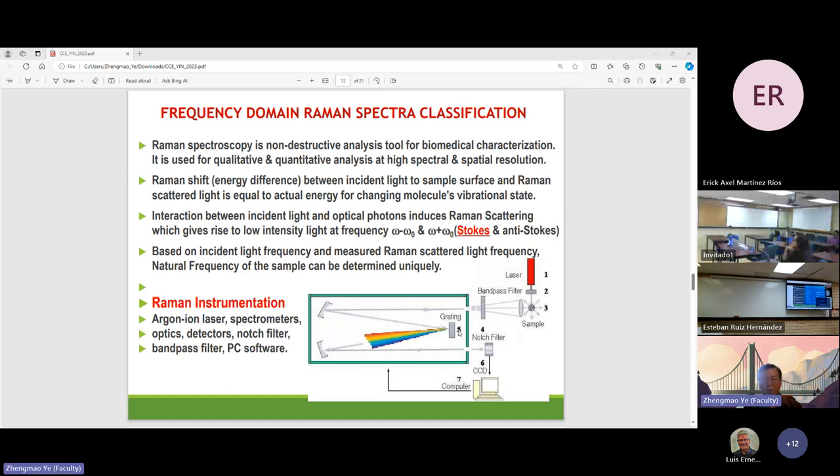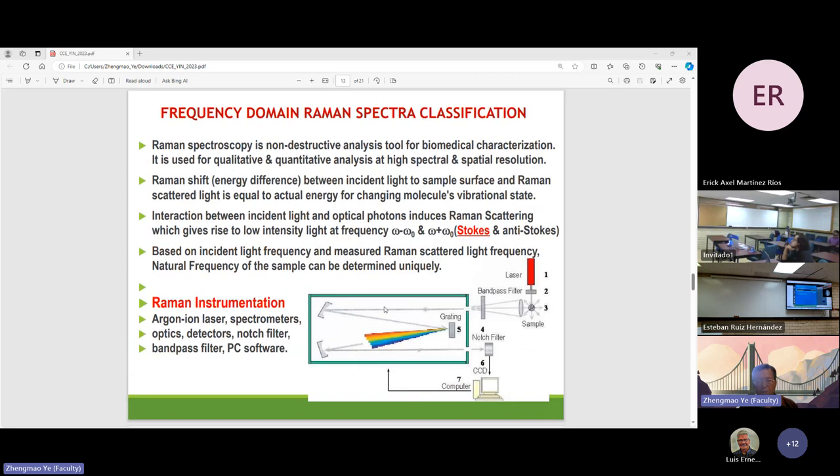Therefore, the interaction between the incident light and optical phonons induces the Raman scattering. And it will produce two intensity lights at two frequencies we call Stokes and anti-Stokes. Simply based on the incident light frequency and the measured Raman scattered light frequency, the natural frequency of any sample can be determined uniquely.